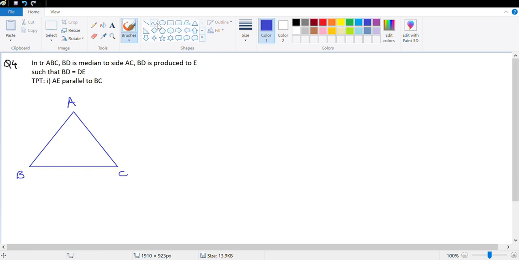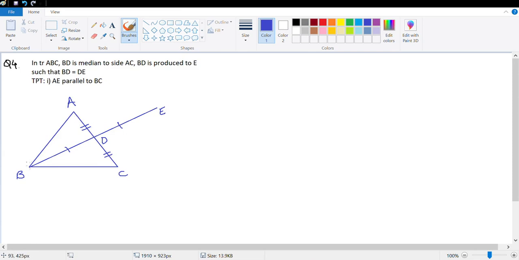So let's look at this. So BD is median, which means it bisects side AC into 2 equal parts, and this is produced, it's taken further to E such that BD is equal to DE. So this is D and this is E. It is produced such that BD and DE are equal. So this is what the question is. Since it's a median, which means AD and DC are equal.